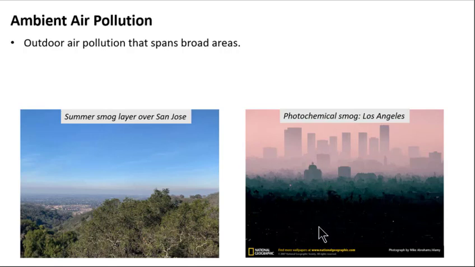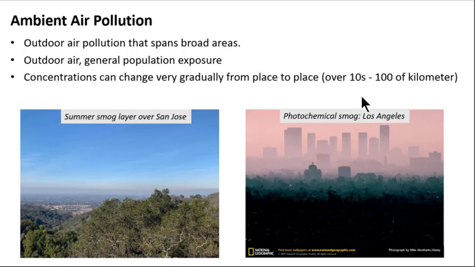To review, the key points about ambient air pollution are as follows. First, it refers to outdoor air that spans broad areas. This can be seen from the photographs below, the air pollution spanning the city. Second, as such, it is relevant for general population exposure irrespective of individuals or specific neighborhoods.